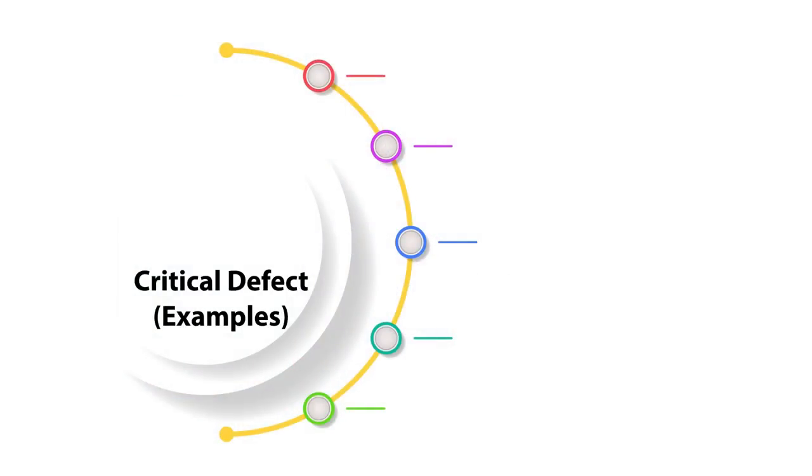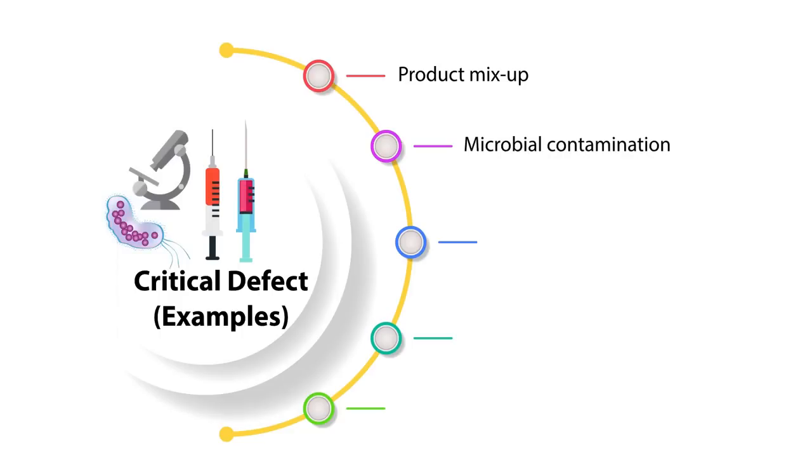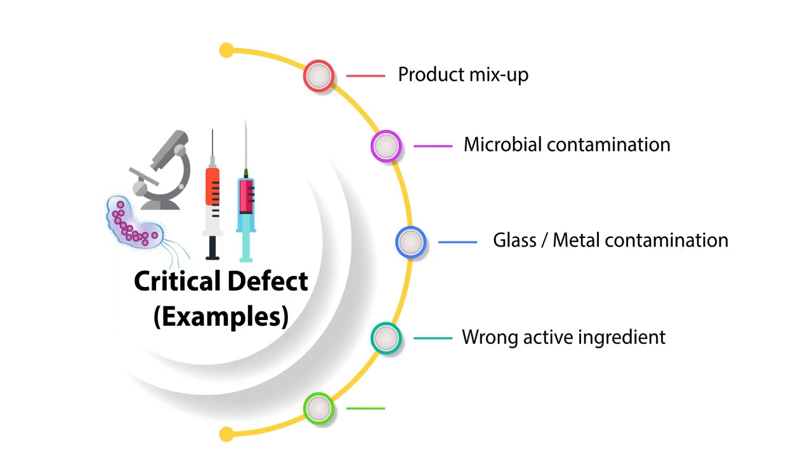Examples of critical defects include product mix-ups, such as wrong product packed in the wrong container or blister, microbial contamination of sterile injectable or ophthalmic products, physical contamination with glass or metal particles, wrong active ingredients used in the manufacturing process, and incorrect information such as dosing, strength, or ingredients on the product label, which can then lead to serious consequences.